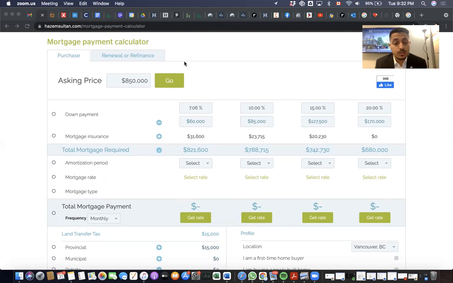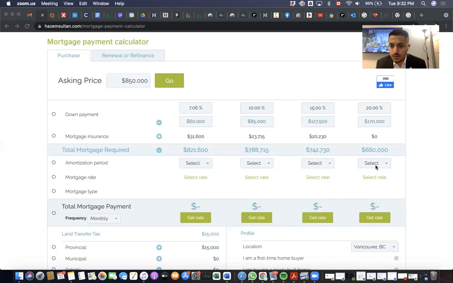We're going to say that in this scenario, the asking price is $850,000. So let's say there's an investment property and you want to run some numbers and see whether you're going to be breaking even, or cash flowing, or potentially having to supplement the rent. With this scenario, we've got an asking price of $850,000, and for the down payment, we have four different scenarios. We've got a scenario where it's 7%, 60,000. Another scenario where it's 10%, 15%, and 20%. Let's just assume here, for the benefit of this video, that we're going only with 20%. So in this case, 170,000.